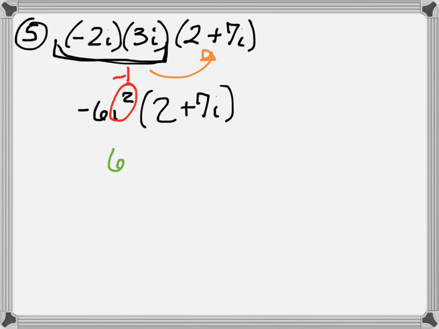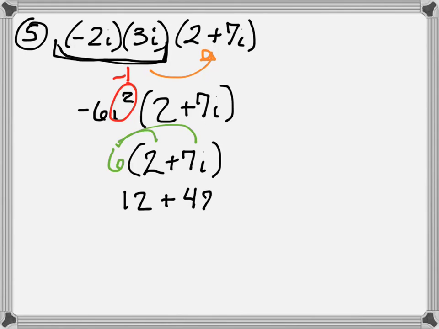And then we just work with what we had originally, that 2 plus 7i. So you don't need a box on this because it's not two binomials. We'll just go ahead and distribute that 6 through to both parts. And we have 12 plus 42i. And we have it in the format of real then imaginary. So I know it's in the right format.